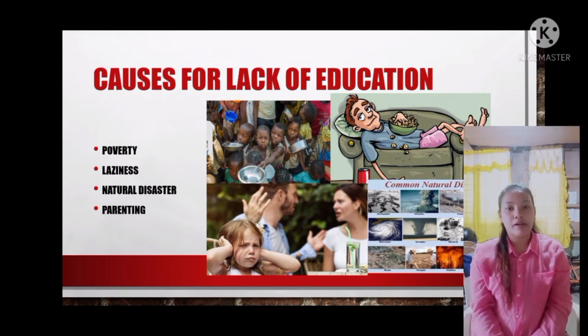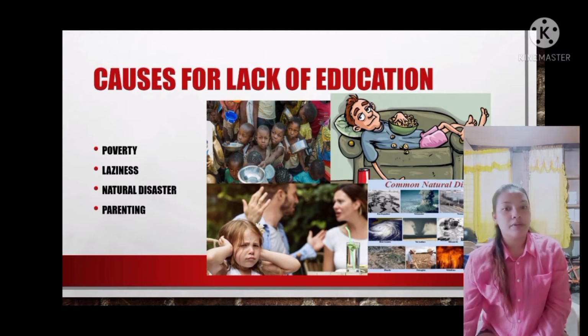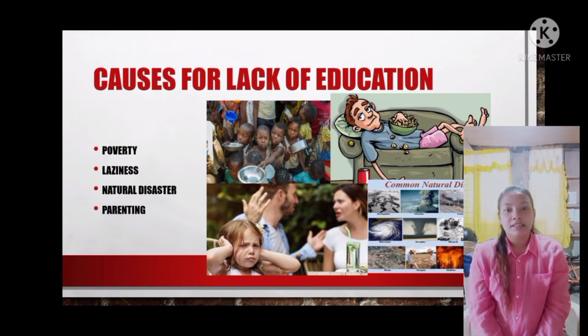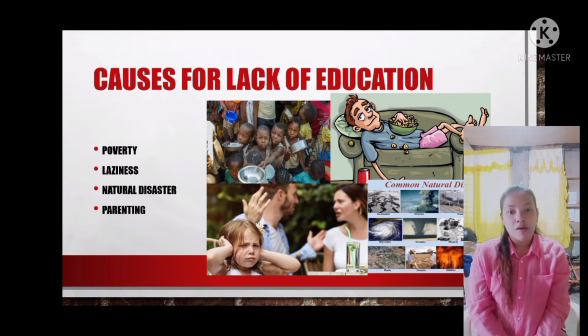And the last is parenting. Parenting is a big factor when it comes to a lack of education. The more your parents care about you, the less likely it is that you end up with a low level of education. However, in some cases, parents just do not know better. They may themselves have a low level of education and think that this education level is enough for a happy life.